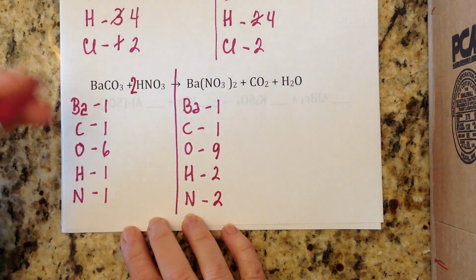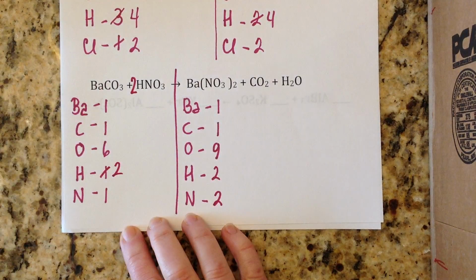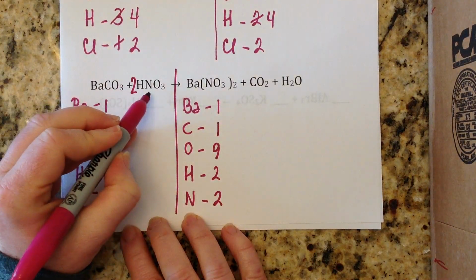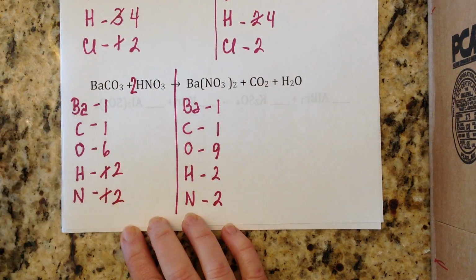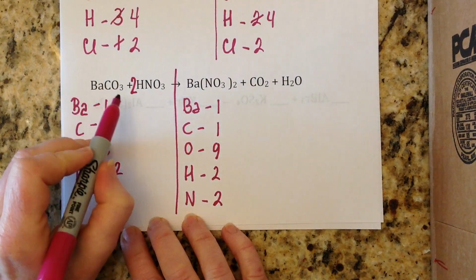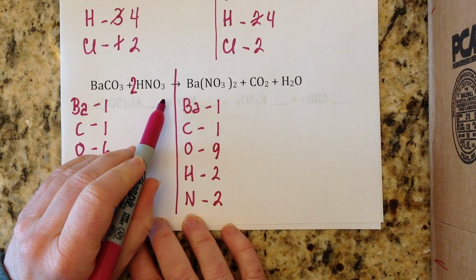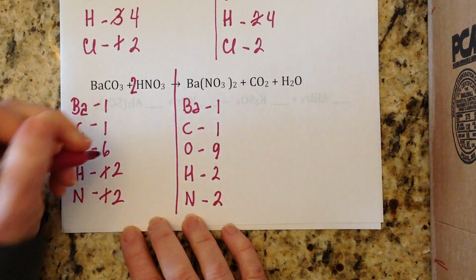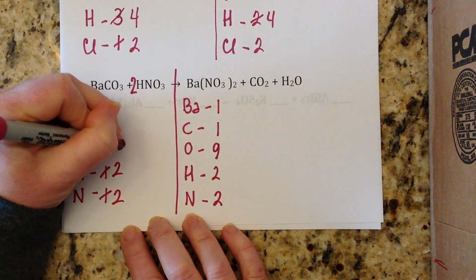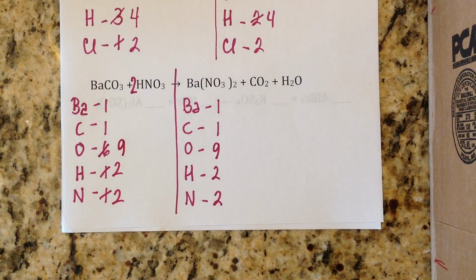So 2 times 1 is 2 hydrogens. 2 times 1 is 2 nitrogens. Well, looky there, just fix that. 2 times 3 is 6 oxygens, plus 3 more is 9. And I'm finished. So sometimes the ugliest ones are actually the most simple ones to do.